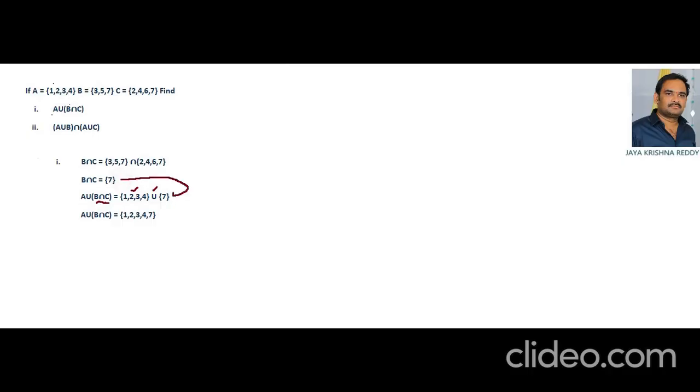So this is B intersection C. Now the union of these two sets means combining all the elements of these two sets. So the answer for A union B intersection C is 1, 2, 3, 4, 7. So from this, first you have to find B intersection C, and afterwards you have to do A union of this set.